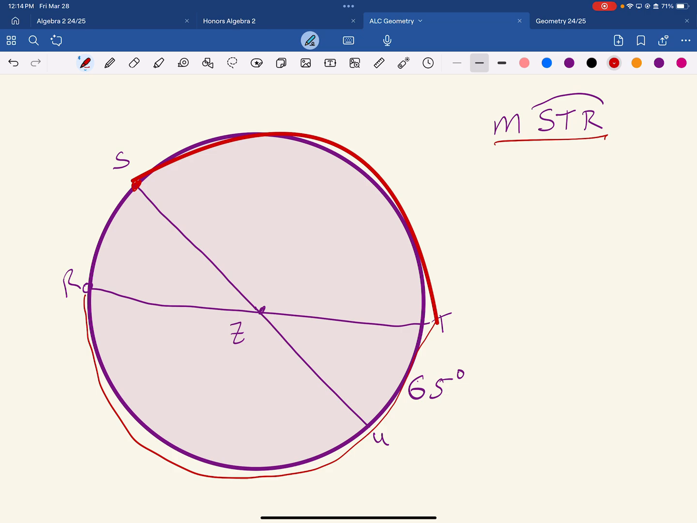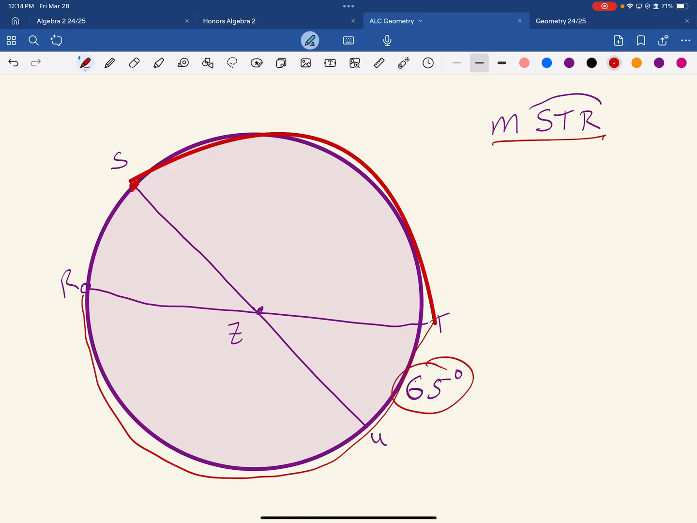Okay, so if I look at what I know, this is 65. I need to find the measure of this arc right here, and I have to find the measure of this arc right here. If I can find all three of those arcs and add them together, I'll have my total arc. Well, I know this arc is 65. So what does that make this angle right here? 65. They have to be the same. So that has to be 65 degrees.